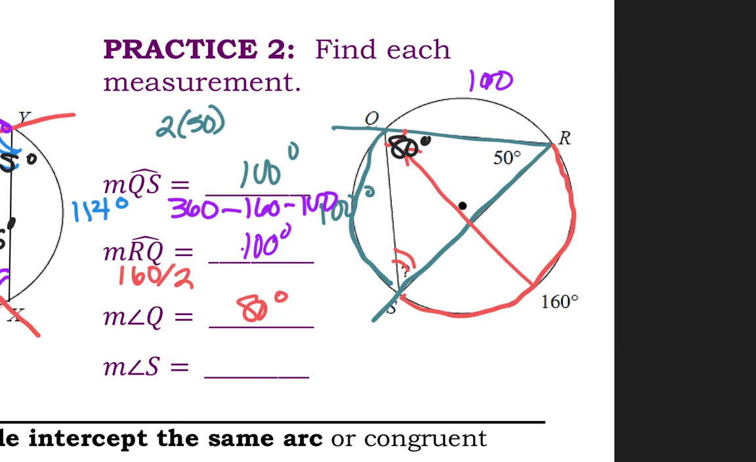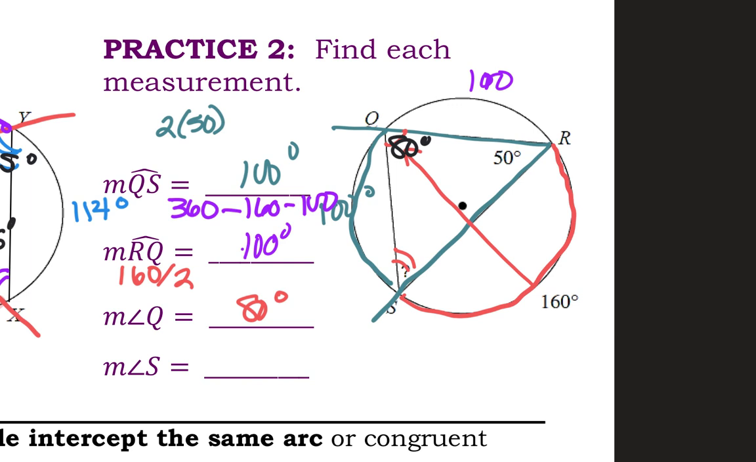Now the last step, it's really up to you. You can use the 100 to find the question mark, or you can use the triangle. Which one do you want to do, Audrina? Do you want to use the triangle, or do you want to use the arc? To find this angle, do you want to use the arc to find the angle, or do you want to use the triangle? Good, what do triangles add up to?